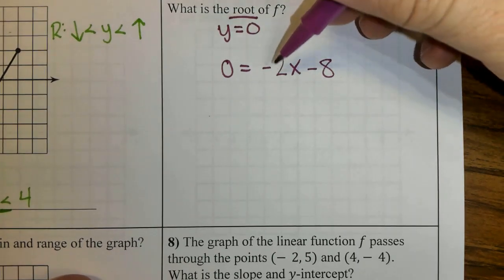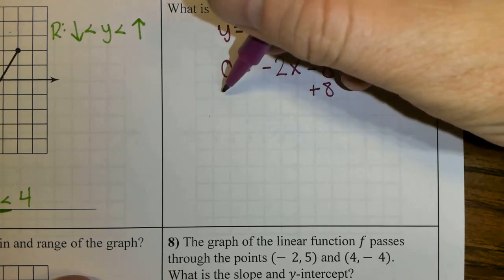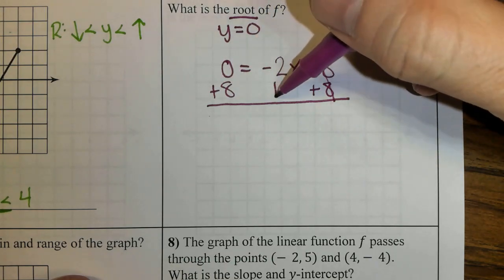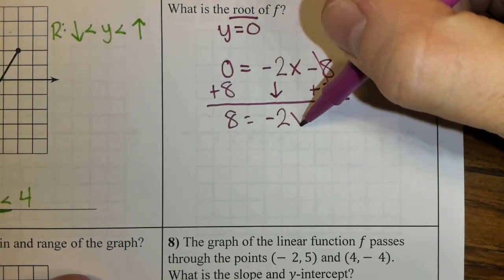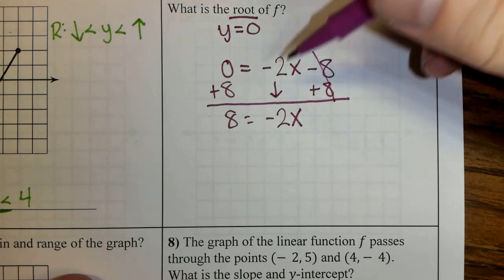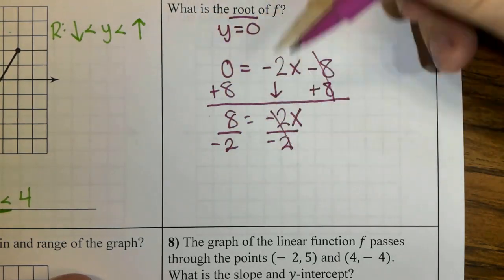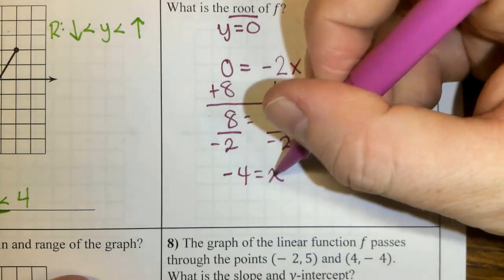Okay, so solving for x, I want to move my number away from x. So -8 becomes +8, because that's how you get rid of it over here. Carry this down, so 0 plus 8 is 8. Carry down my -2x. And solving for x, divide. So 8 divided by -2 is -4.